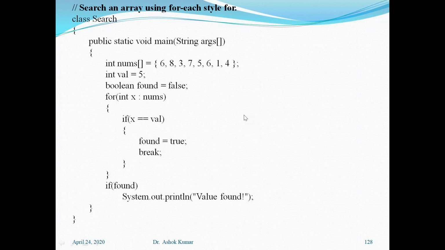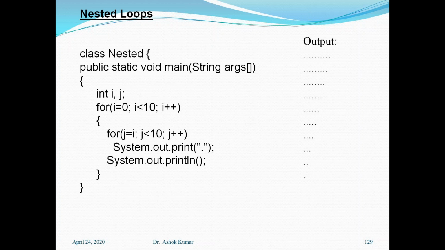Then is the nested for loop. So nested loops, we can nest one loop inside the other. This is true for all the four kinds of loops we have discussed: for loop, while loop, do while loop, or for each loop. Every kind of loop can be nested inside the other, or two similar kinds of loops can also be nested. So in this case, we have nested a for loop inside another for loop.